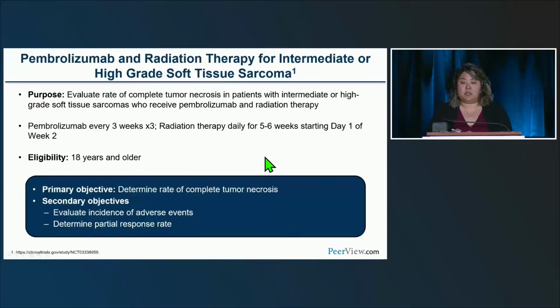And then here in Seattle at the Fred Hutch Center, we have pembrolizumab and radiation therapy for the treatment of intermediate or high-grade soft tissue sarcomas. And this is a phase 2 study that is looking to evaluate complete tumor necrosis in patients who receive pembro and radiation. And this is available for our older patients, 18 years and older.